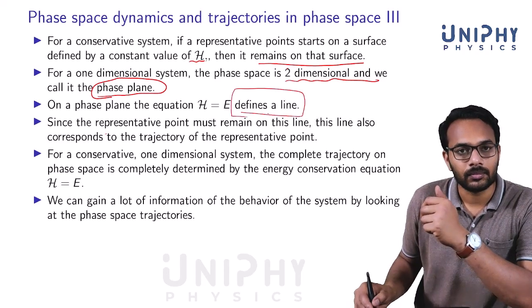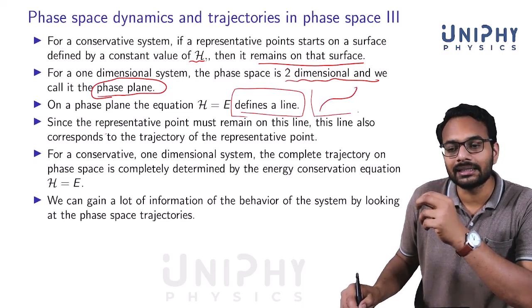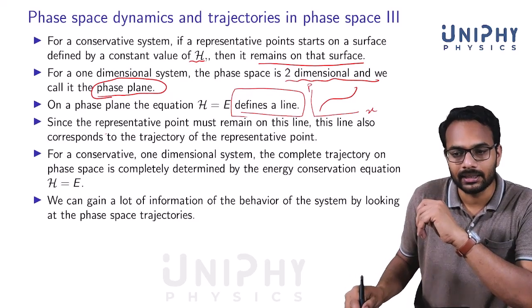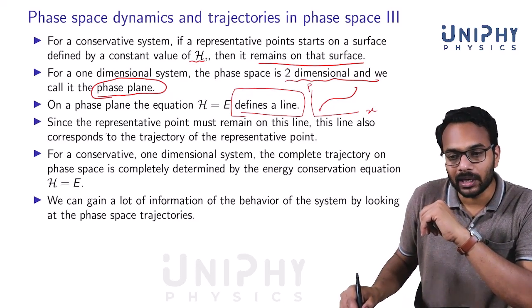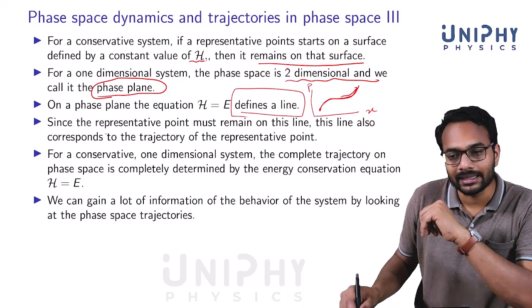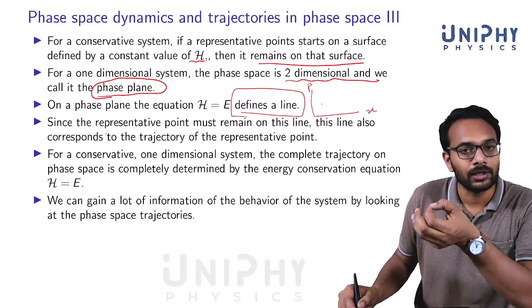But on the phase plane, the energy conservation equation for a conservative system defines a line. Suppose this is the line defined by h equal to E in the phase plane, x and px. If the system starts at one point, it has to remain along this line because energy is conserved. This is a contour, a line that connects all the points in phase space corresponding to a particular value of the energy.